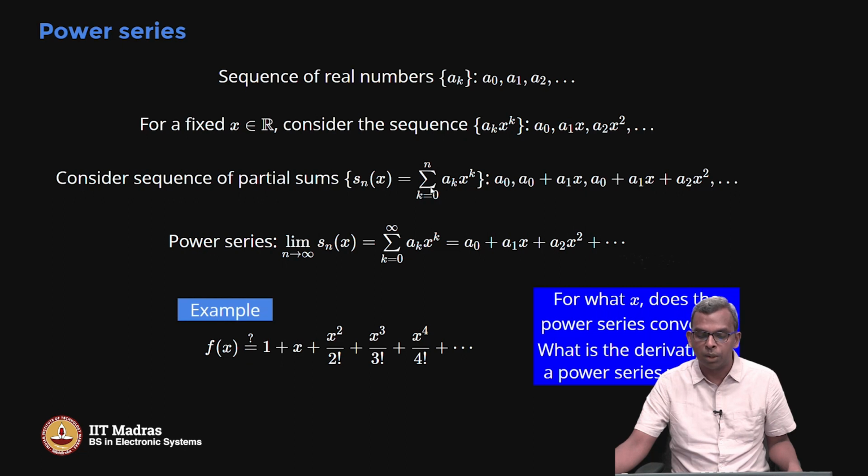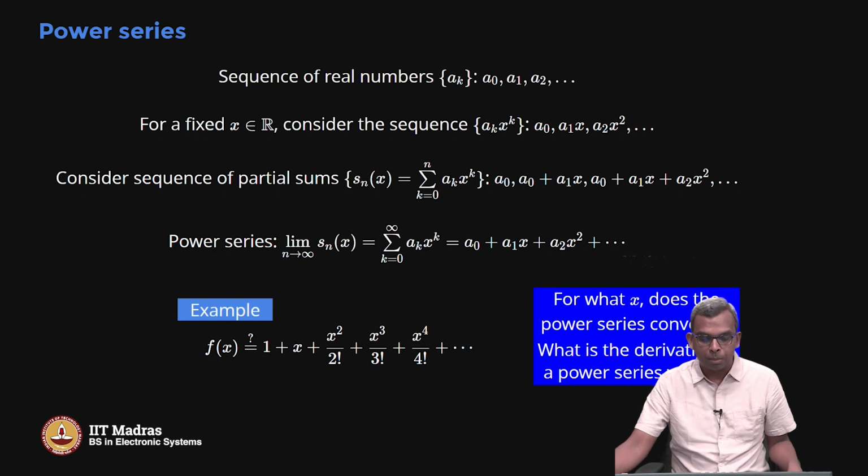This notation sigma, you remember, right? So sigma k equals 0 to n means this quantity is evaluated for each value of k in this range 0 to n, usually integer: 0, 1, 2, 3, etc. And then you add it all up. So you get a0, a0 plus a1 x, a0 plus a1 x plus a2 x squared, and so on.